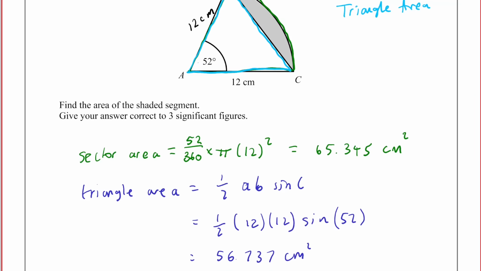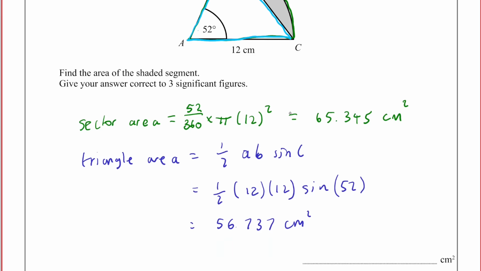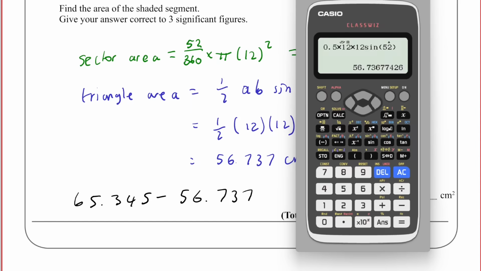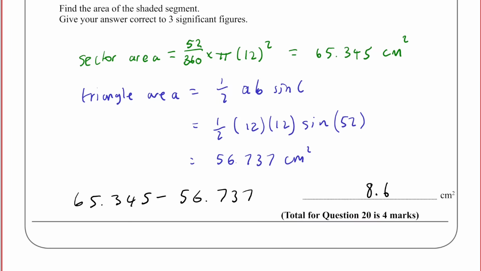56.737 centimeters squared. So the area of the segment is 65.345, take away 56.737. So it's the one I saved as A, take away my last answer, 8.61. 8.61 centimeters squared.